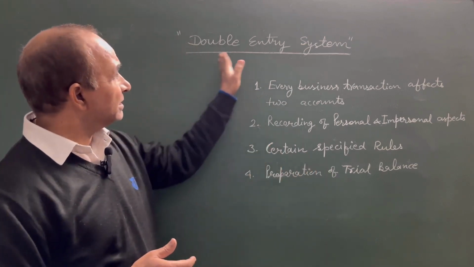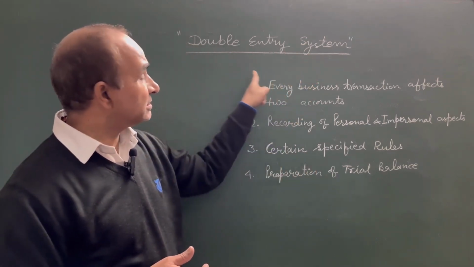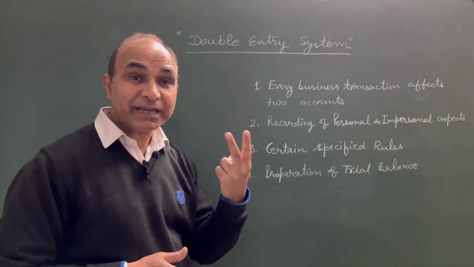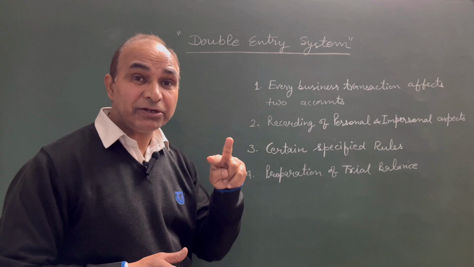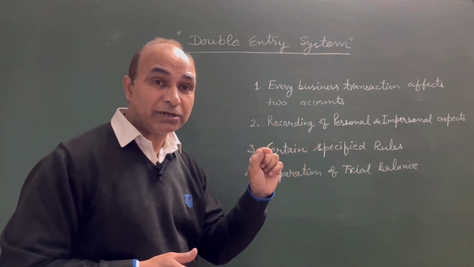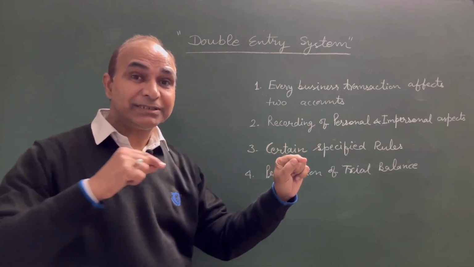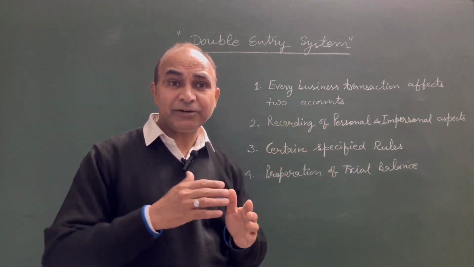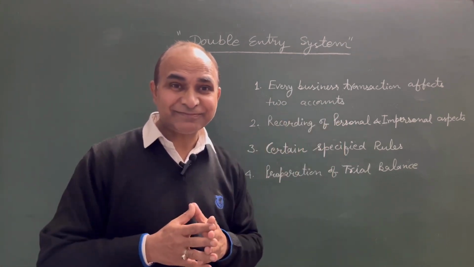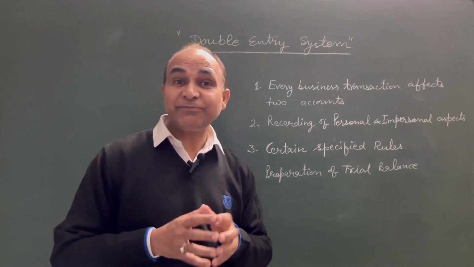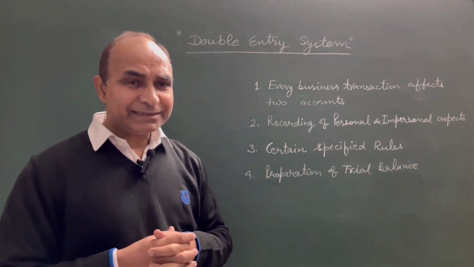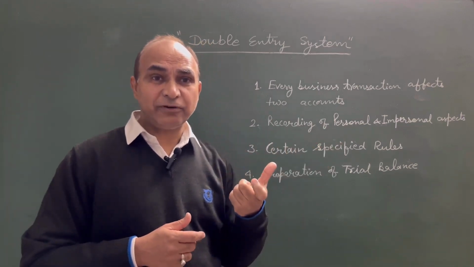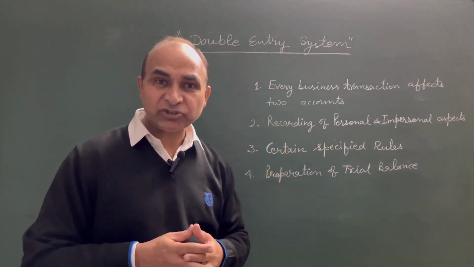Now coming to this double entry system, it is a system in which every financial transaction affects at least two accounts in opposite direction. One account is debited, another account is credited. It means one account is debited, one account is credited. For instance, I tell you this with the help of an example. For example, students, you go to the market and buy a mobile phone and you make payment in cash.